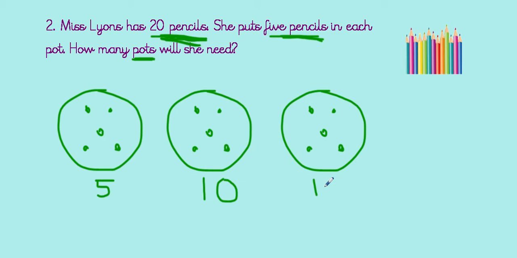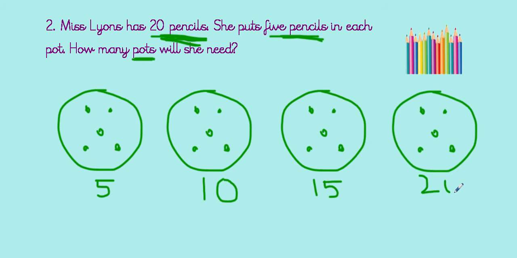Got 15 pencils. Have I got enough yet? Not yet, let's keep going. Okay, 5, 10, 15, 20 pencils. So I've reached my total. Now, I need to find out how many pots I need. So what do I need to do? I need to count up my groups, don't I? 1 group, 2 groups, 3 groups and 4 groups.